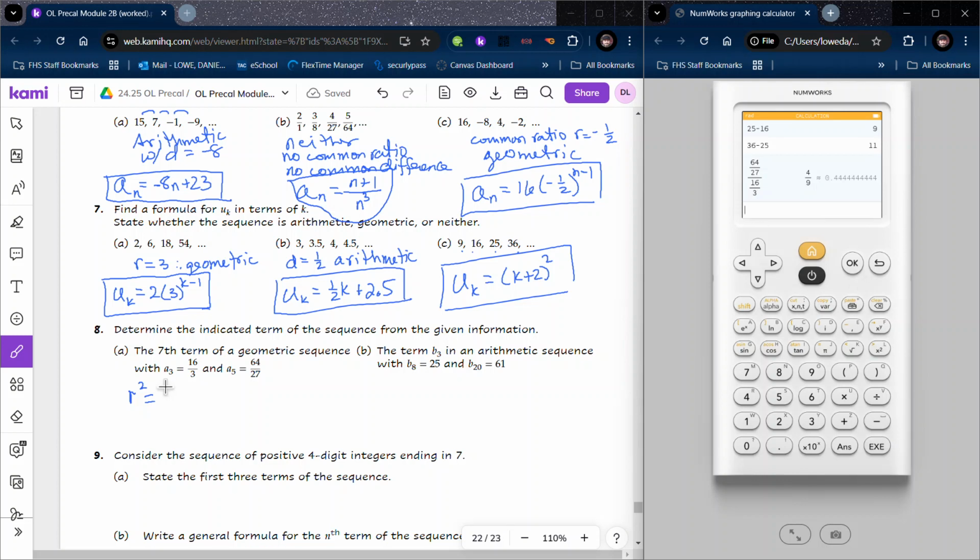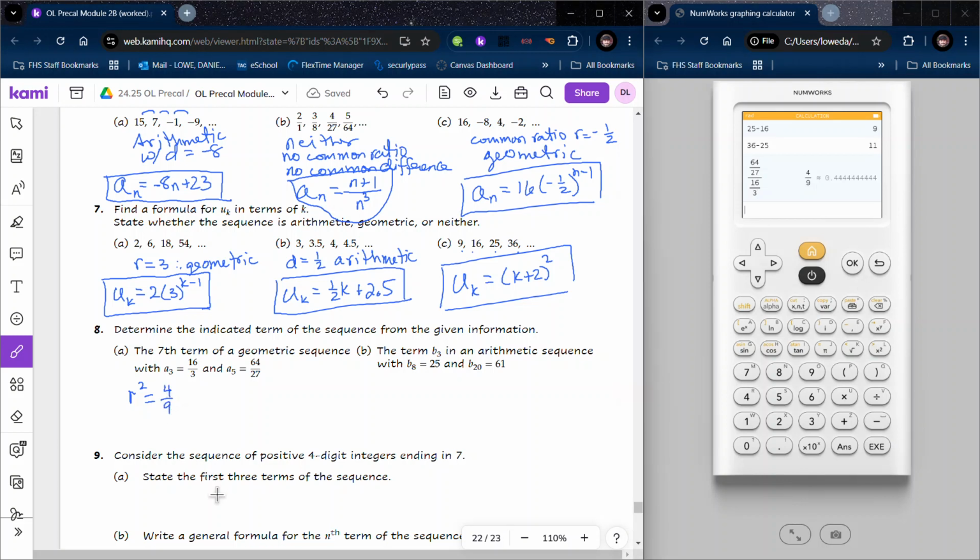So I know that my ratio squared is going to be 4/9. Okay. So my ratio squared is going to be 4/9. That means that my ratio could be plus or minus 2/3. Okay. Let's assume that we have all positive terms and we're going to use the positive ratio. So let's say that we know that we're going to have positive terms.